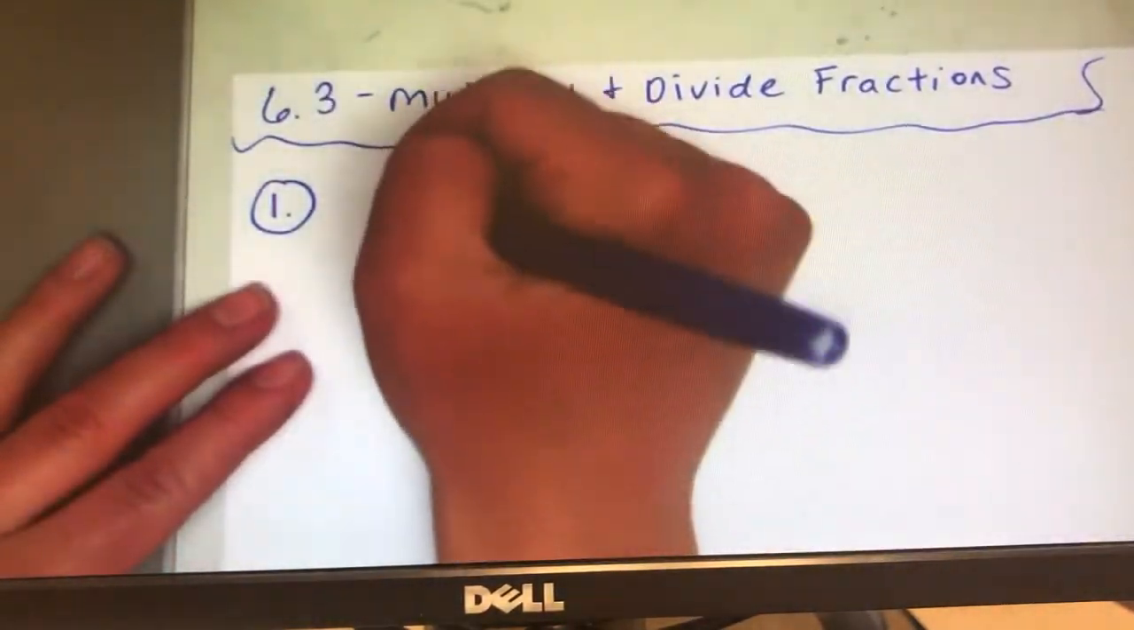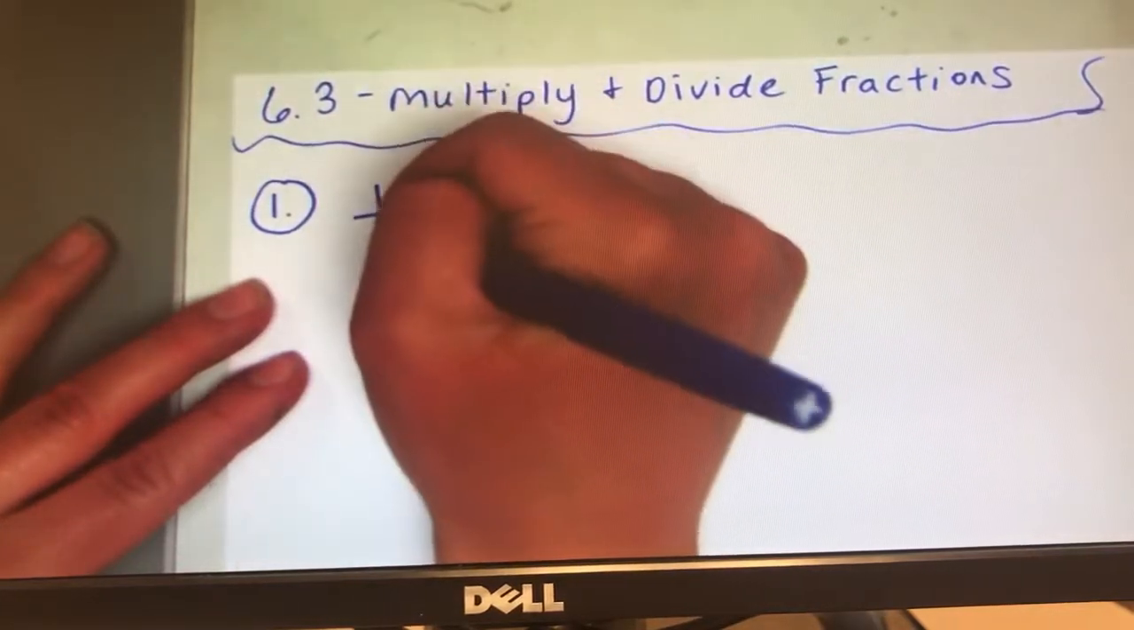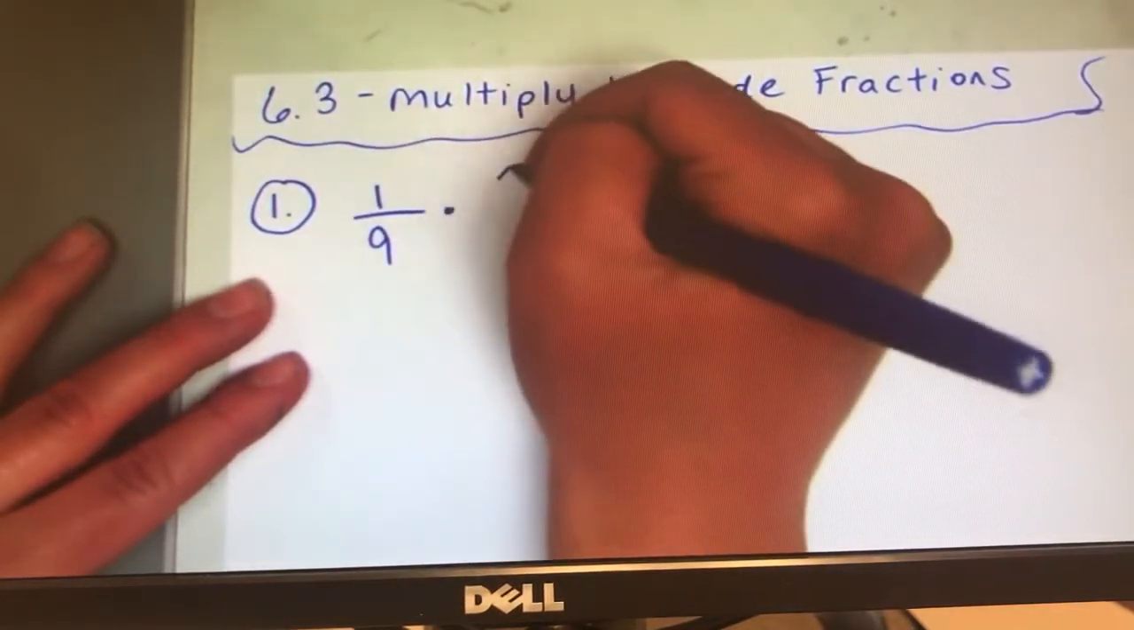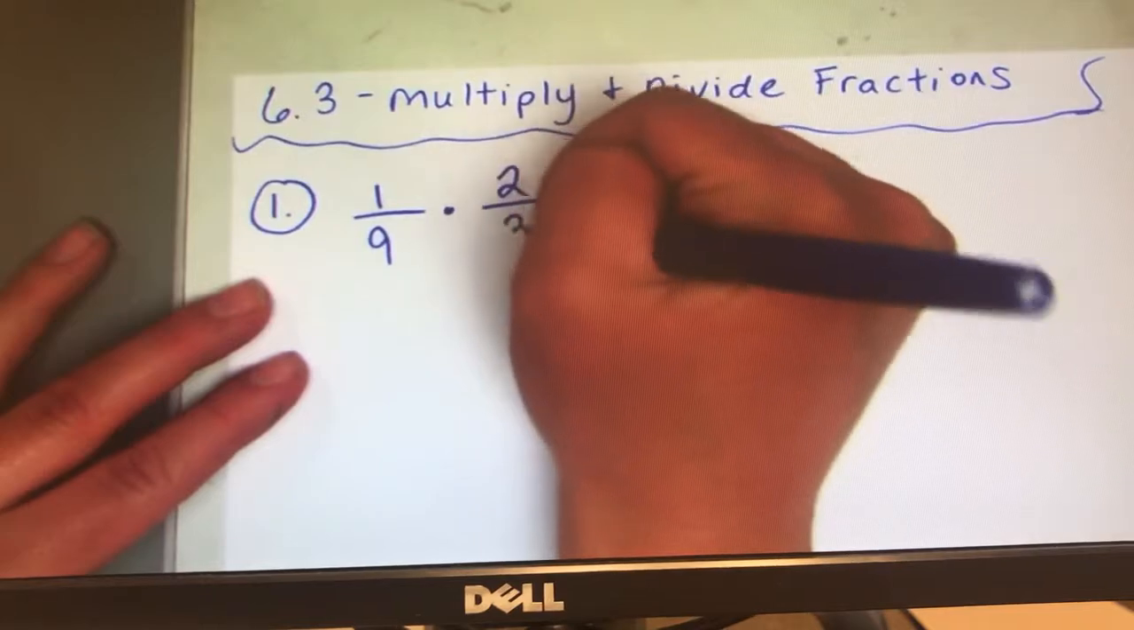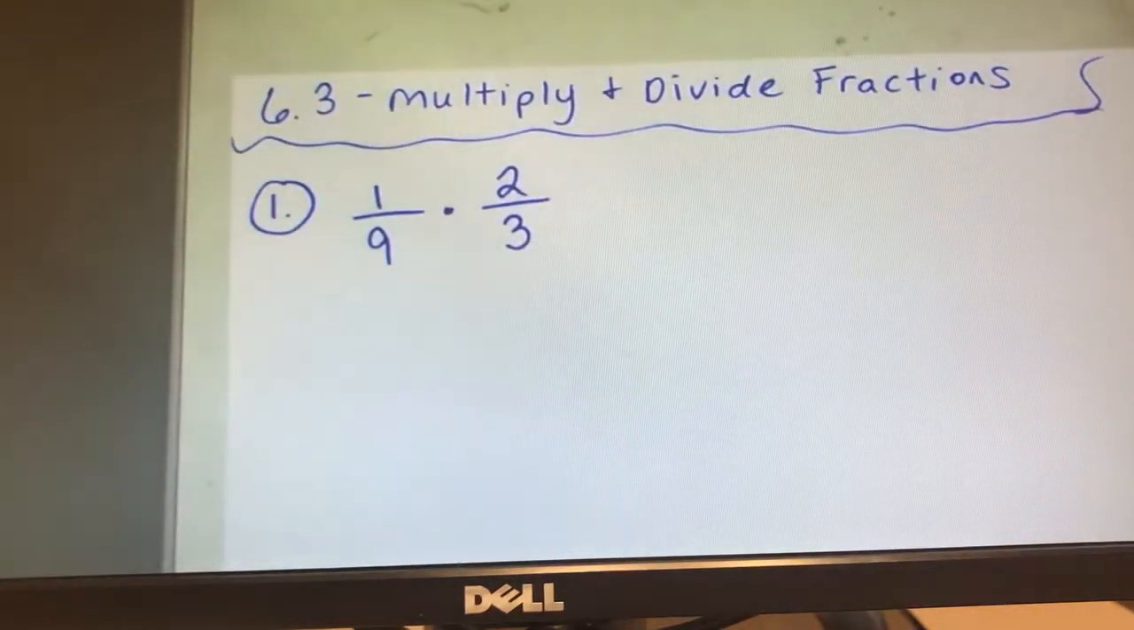Number 1, 1/9 times 2/3. Do you remember how to multiply fractions? When we're multiplying fractions, all we simply have to do is multiply the numerators and multiply the denominators.